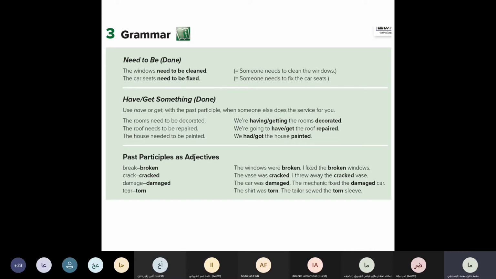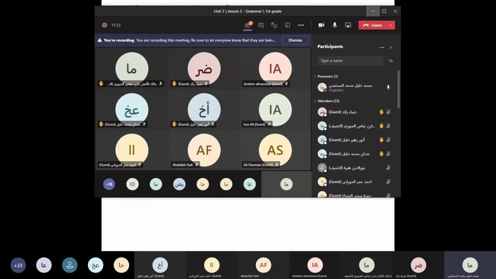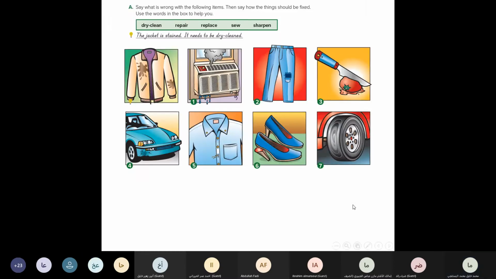Let's go to our book on page 36, exercise A. Say what is wrong with the following items, then say how the things should be fixed. We are going to use the words in the box more than 2 times. Look at the example. Who can read the example? Yes, Adnan. The first picture: the jacket is stained. It needs to be dry cleaned. Good. You realize here the jacket has stains, so it needs to be cleaned or dry cleaned.